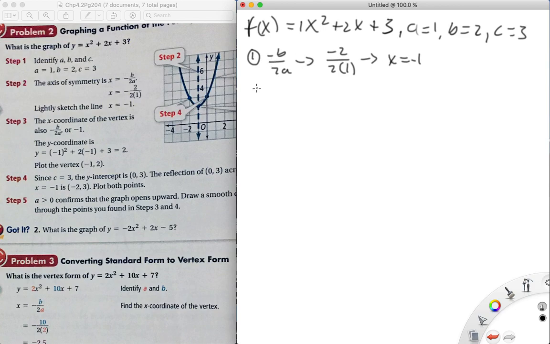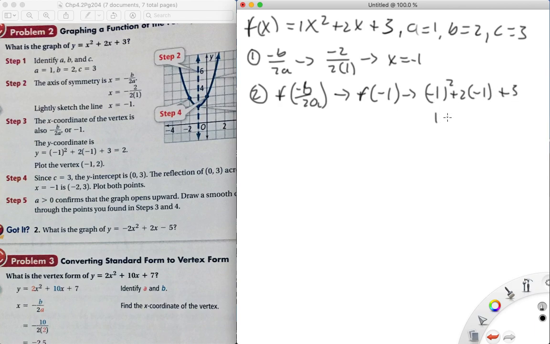Then we could find the vertex, and the vertex is going to be f of negative b over 2a. In this case, it's going to be f of negative 1. So we're going to plug in negative 1 for x here, which is going to be negative 1 squared plus 2 times negative 1 plus 3. 1 squared is 1. Take away 2 plus 3. So that's going to be negative 1 plus 3, which equals 2.